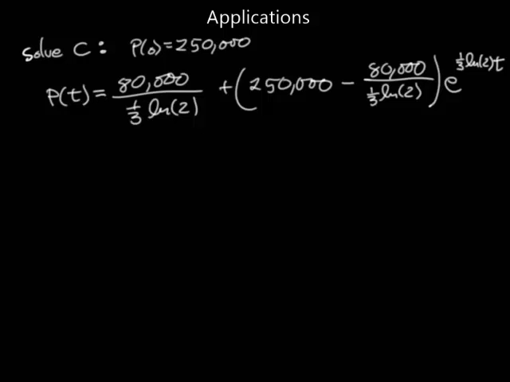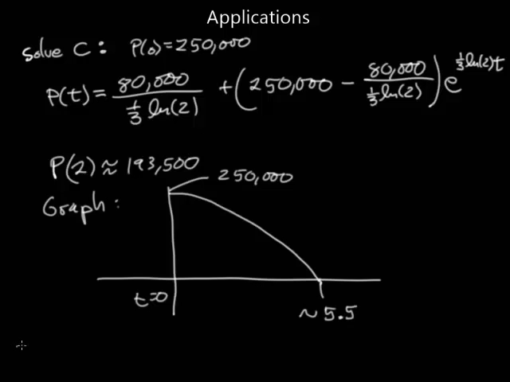Let's think about that. It's maybe helpful. Now we want to know what's the answer at 2. So you plug 2 into this, and you get your computer, or you look at the notes, and it turns out that there's about 193,000 at time 2. And here's the graph of the population. It actually goes down, and after about 5.5 weeks, it goes to 0.